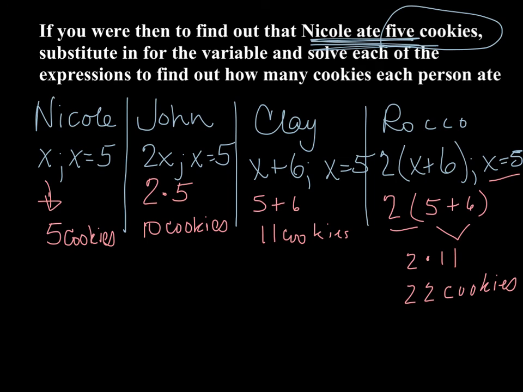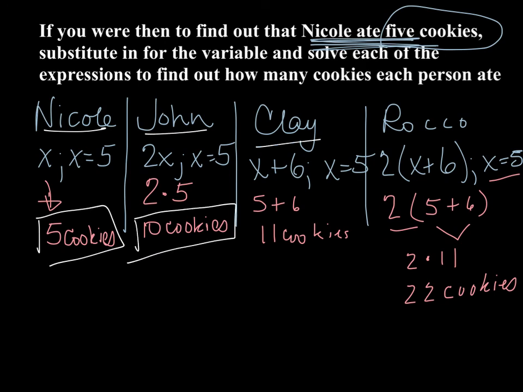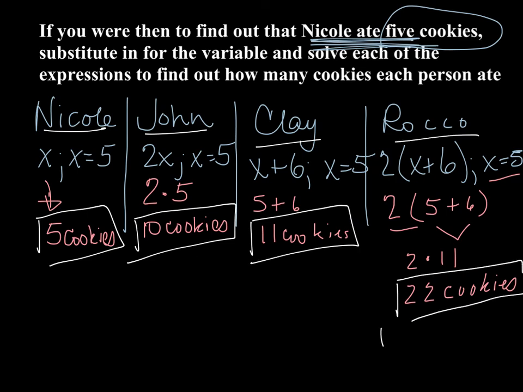Doesn't really matter. We have all of our answers here. Nicole ate 5 cookies. John ate 10 cookies. Clay ate 11 cookies. And Rocco ate 22 cookies. Wow. Okay, so there you have it. And we've written more expressions, substituted in for the variable, and simplified those expressions.